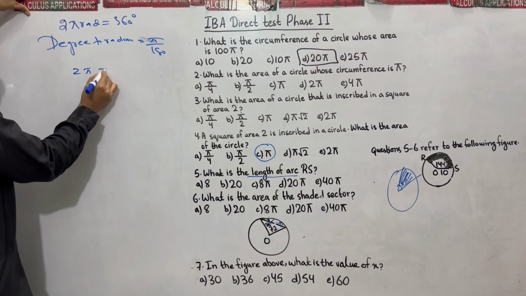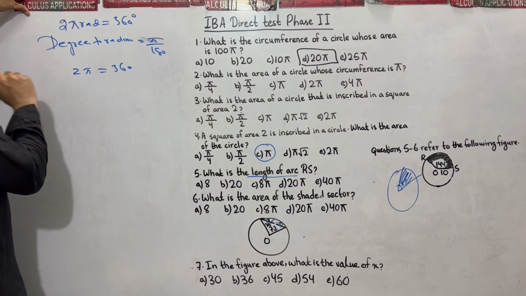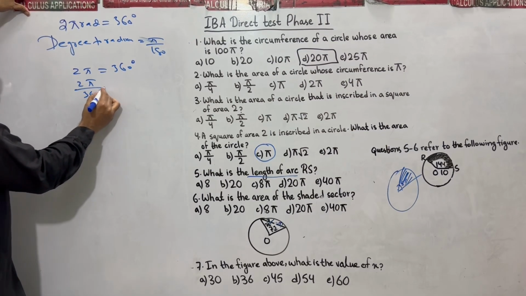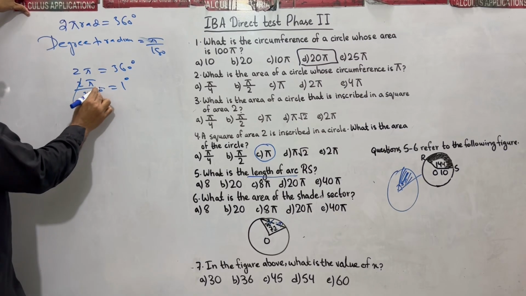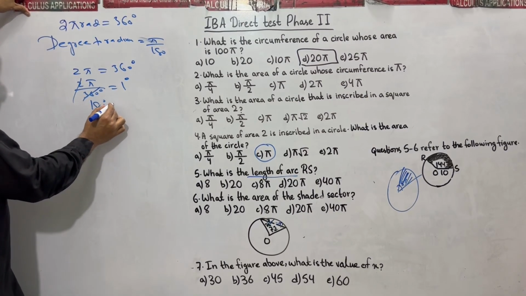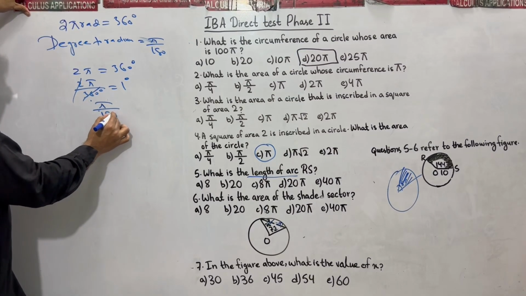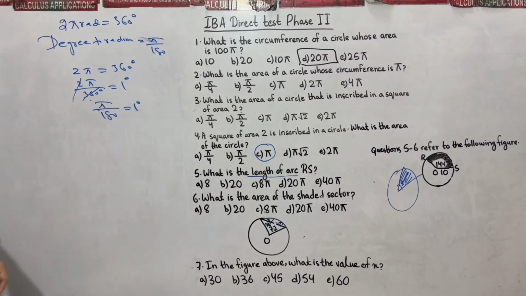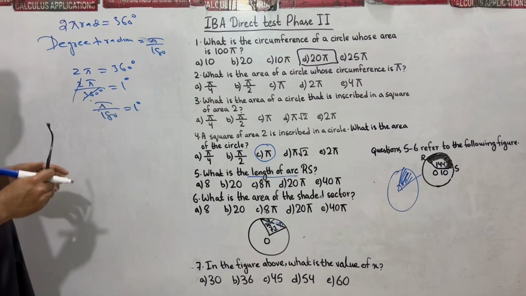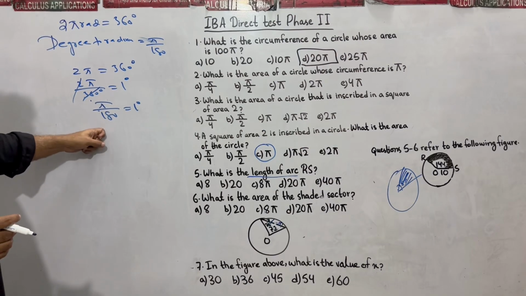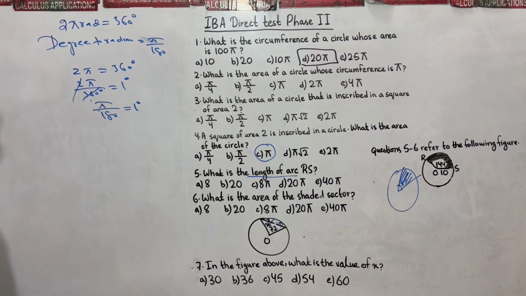Let's see how. 2 pi is equal to 360, so 2 pi over 360 is equal to 1 degree. Applying table of 2, it will become 180. So pi over 180. 1 degree is equal to pi over 180. If we change from degree to radian, just multiply by pi over 180.